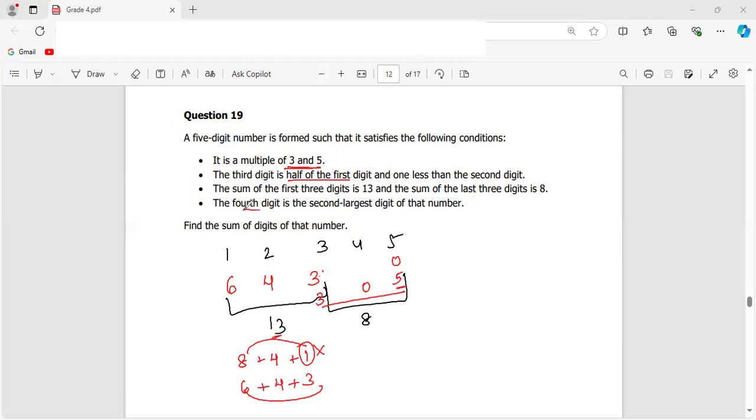But they're saying the fourth digit is the second largest digit. So this is not the second largest digit. So I have to put a 5 here. Then this becomes the second largest digit and this has to be a 0. So the number is 64350. This is my number, and the sum of the digits will be 18. That will be my answer.